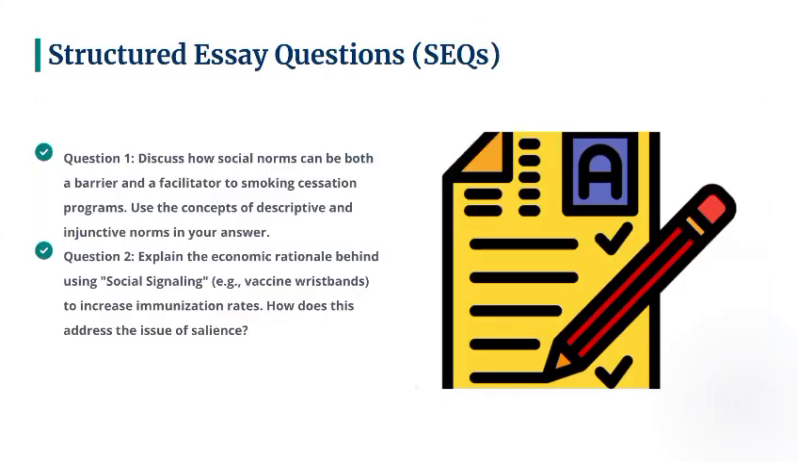Structured essay questions, SEQs. Question number one: discuss how social norms can be both a barrier and a facilitator to a smoking cessation program. Use the concept of descriptive and injunctive norms in your answer. Question number two: explain the economic rationale behind using social signaling, for example vaccine wristbands, to increase immunization rates. How does this address the issue of salience? You have to do this activity after reading all these slides.